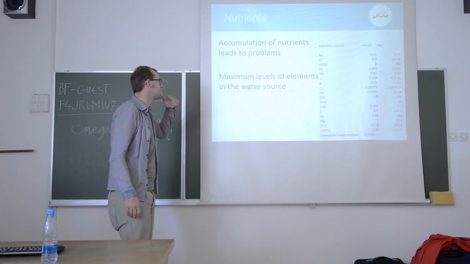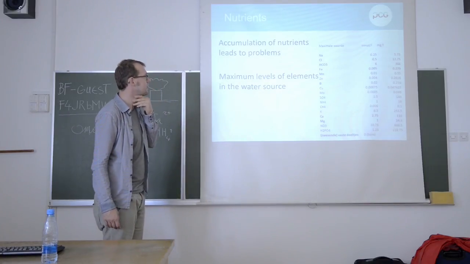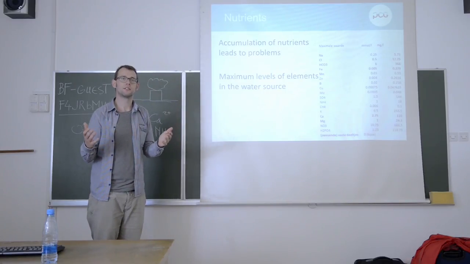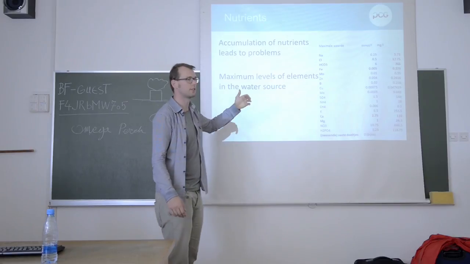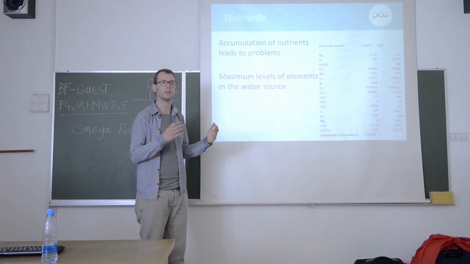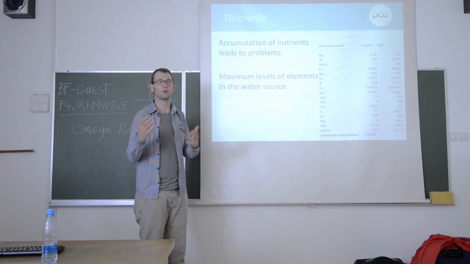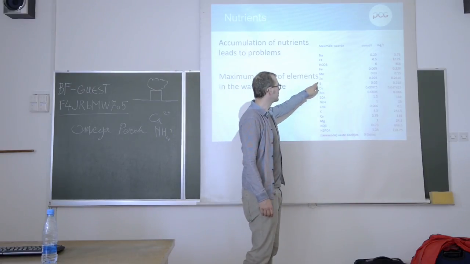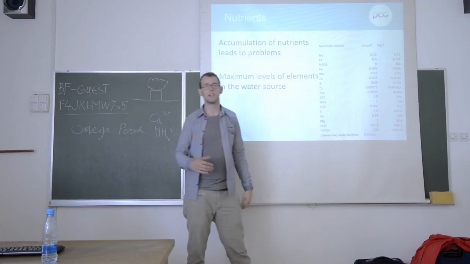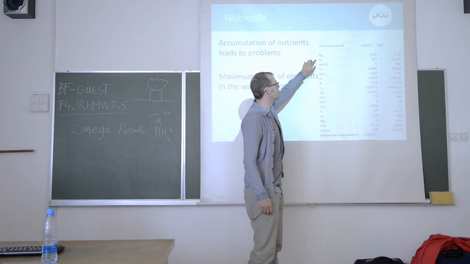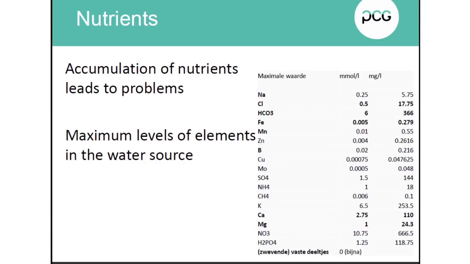So the accumulation of nutrients leads to problems. That's why you should make sure that your water source doesn't contain too much of certain ions before you use it for aquaponics. Because one source of these nutrients is coming from the fish feed, but your water source can also contain some of them. Especially copper, boron, zinc, those things might be there in too high levels. Also, if you're using well water, sodium can be there in too high concentrations.